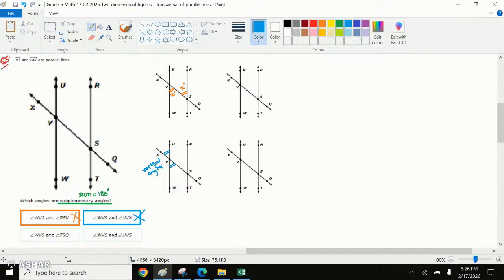Let's look at another option that says WVS. Where is WVS and TVS? What about these two angles? These two angles were corresponding angles. Agreed? So they are still not supplementary. Let's look at the last option.